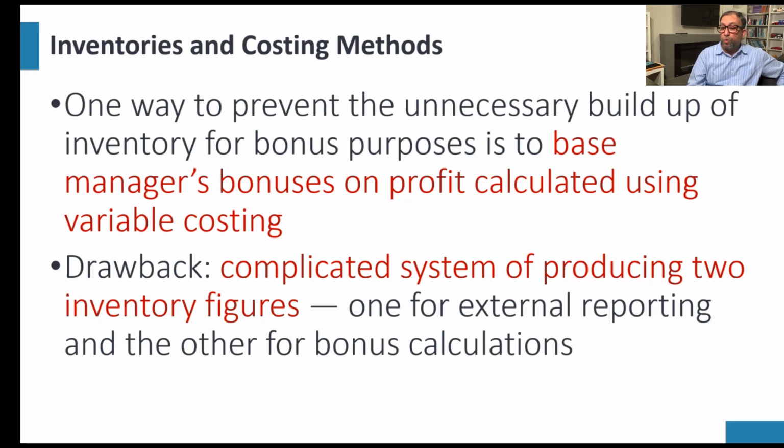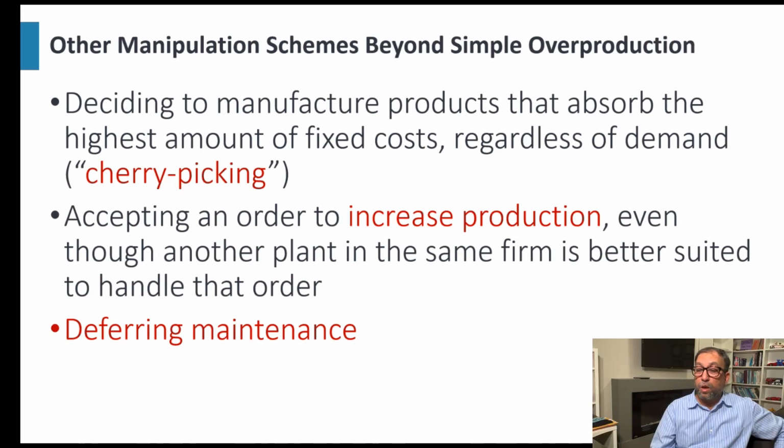So one way to prevent the unnecessary building up of inventory, because inventory buildup is a possibility under the absorption method, is to base managers' bonuses on profit calculated using the variable costing method. So performance should be evaluated on the variable costing method. But the problem is that you cannot maintain two different types of books. That creates a problem. Other manipulating schemes beyond simple overproduction are also possible under the absorption system.